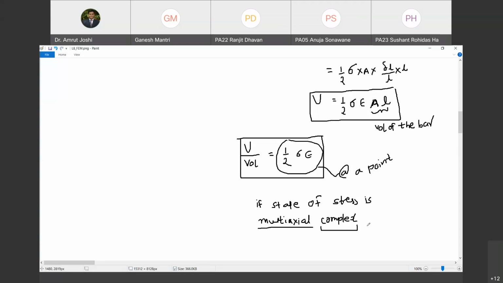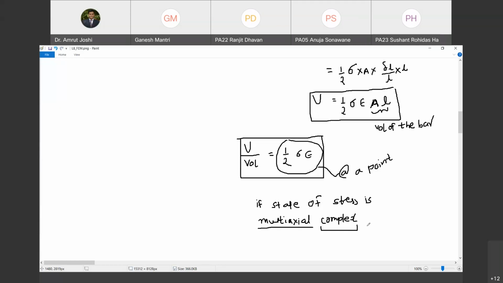If there were only sigma x, sigma y and sigma z and all the shear stresses are absent, we call that state of stress multi-axial for sure, but it is a multi-axial direct state of stress because all these stresses are normal to the planes on which they act. Are you with me? Yes, sir.